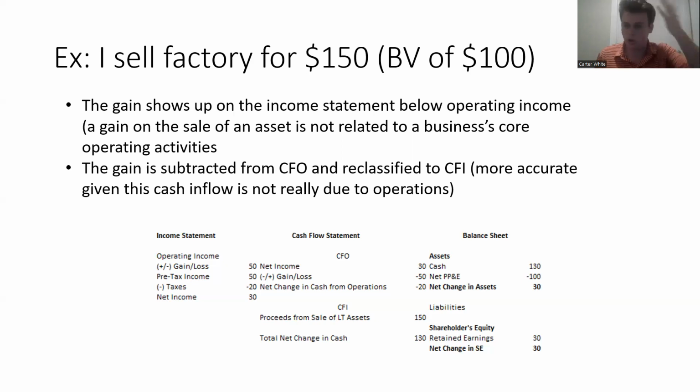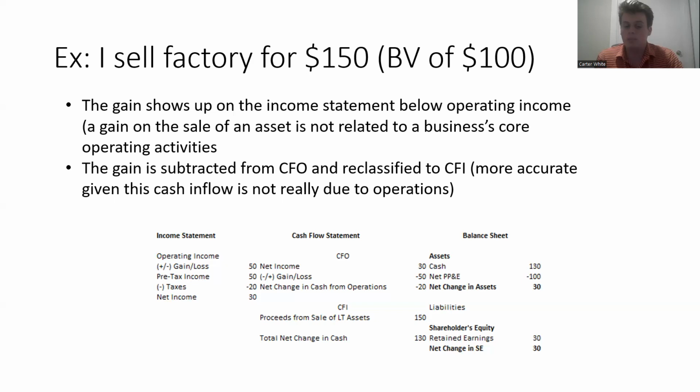You might be wondering, Carter, it's minus 20, but none of this was related to my operations. Like, this is kind of unfair. I lost money here. Well, technically, taxes are related to your core operations, even though it came from something that wasn't. It's kind of a weird concept, but that's just how it works. So your net change in cash from operations is down by $20.